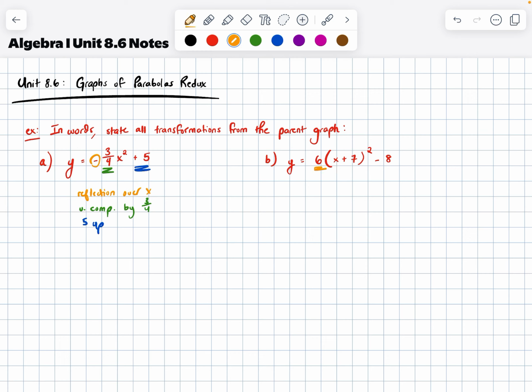Y equals 6, quantity x plus 7 squared minus 8. Let's get started with that 6. It's connected by multiplication, so here's my stretch or compression. It's greater than 1, so it's going to give me a vertical stretch by 6. This +7 inside of the parentheses, again, it does the opposite of what I expect. So here's my horizontal translation. +7 I would expect to move me to the right, but it's actually going to move me 7 units to the left. And then this -8 outside of the parentheses, here's my vertical translation, up or down. This does what I expect. It's going to move me 8 units down.